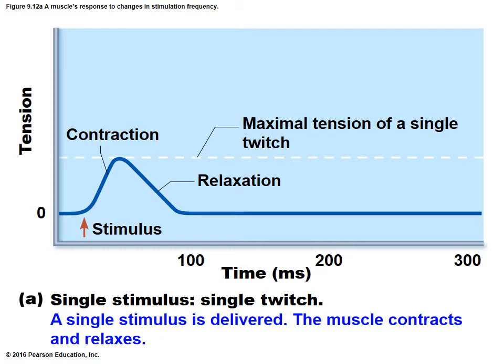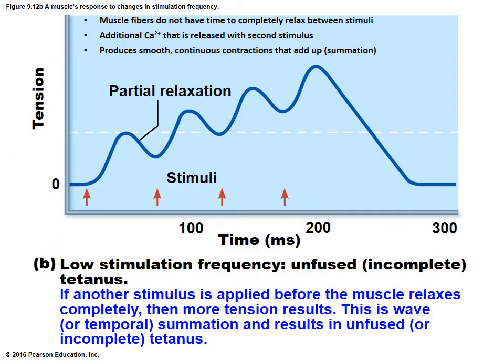But as I mentioned several times before, we don't see that. We see more of an amplified result. So how can we increase our twitches so that we can see the muscle contract as a whole? That's where our first option comes in. So over here on this option, we're looking at increasing the frequency of our stimulation. Now this is going to be a low stimulation frequency, meaning that you're going to have a little bit of relaxation time between the stimuli.